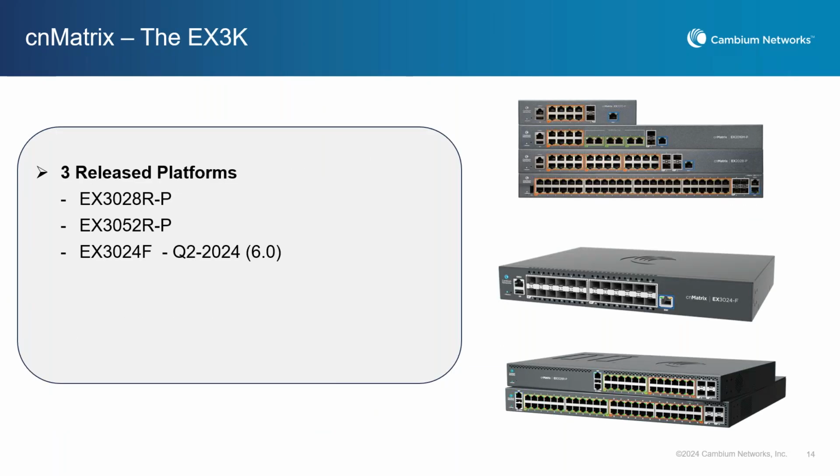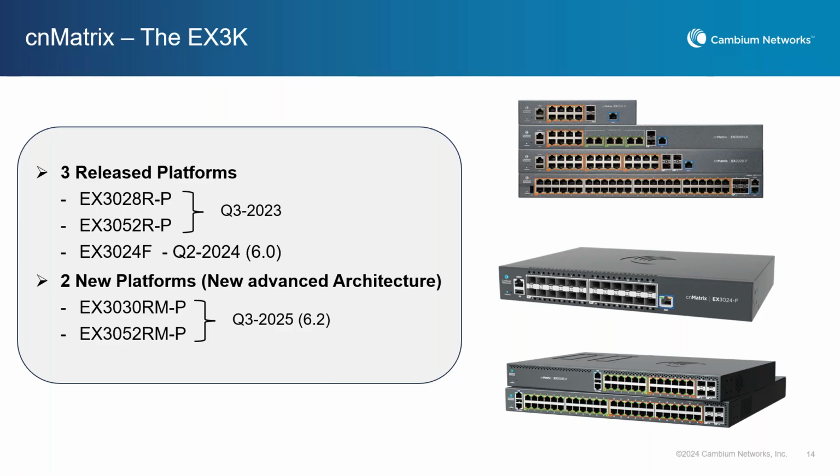Okay, so in our 3K portfolio, we have 3 switches that we've released so far. The EX3028R-P and the EX3052R-P were released back in summer of 2023, so about a year and a half ago, and they have been shipping. The 3024F is not an edge switch, it's a fiber aggregation switch, and we started shipping that early last summer, so it's been shipping about 8 months now. The 2 new platforms I want to give you a sneak peek on today are the EX3030RM-P and the EX3052RM-P. These are going to be part of our 6.2 release, which is scheduled for Q3 of this year.